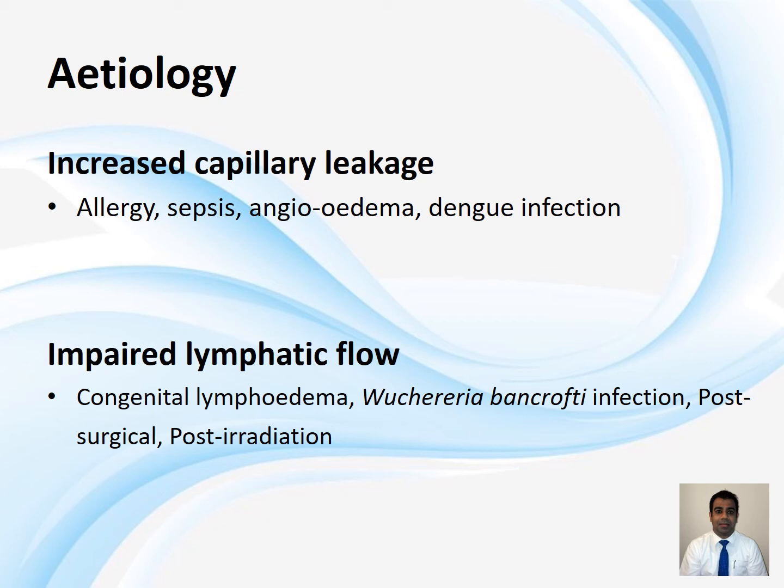Now, impaired lymphatic flow. We mentioned that lymphatics are responsible for removal of excessive fluid from the interstitium. So obstruction or impairment in the lymphatic flow would also lead to edema. Congenital lymphedema is a condition where the lymphatics have not formed adequately. Wuchereria bancrofti infection, which is called filariasis, is caused by a parasite that occludes the lymphatics, and the lymphatics do not function. Surgically, after an operation, lymphatics can be damaged, and irradiation techniques that are sometimes used as treatment for malignancies or cancers can also damage the lymphatics. So all these things constitute damage or malfunctioning of the lymphatic system and cause edema.